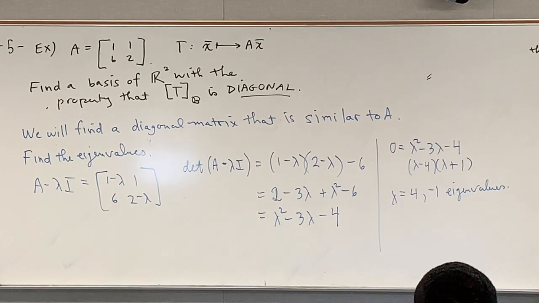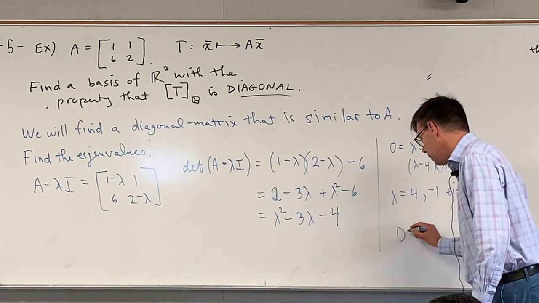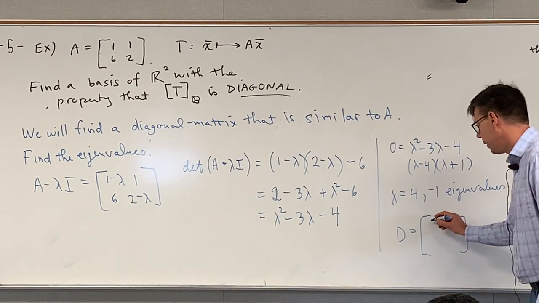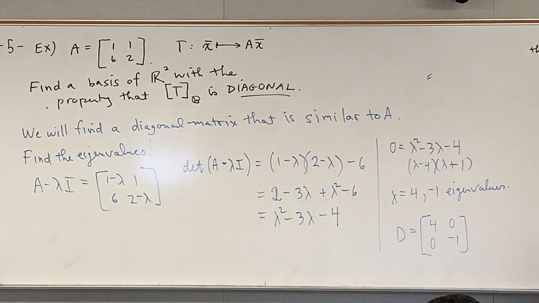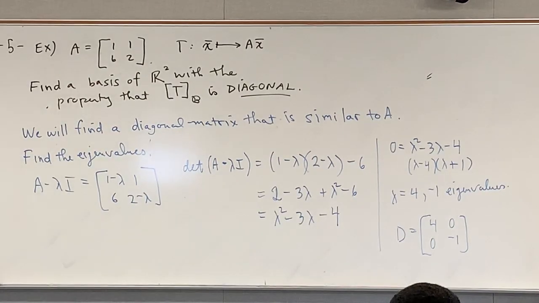What's our diagonal matrix going to be? We already know what the diagonal matrix is going to be, right? We're going to use the eigenvalues in either order. There's no rule about which order. On the diagonal, zeros elsewhere. But now, those are not the basis vectors. The basis vectors are going to be the columns of either the P or the P inverse matrix, right, that we're trying to find. So we're not done yet.